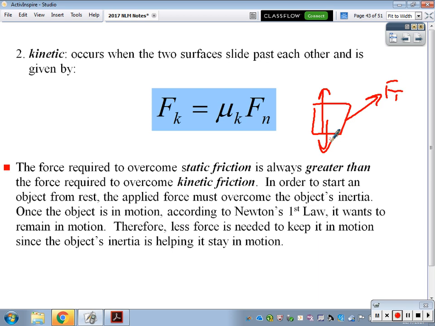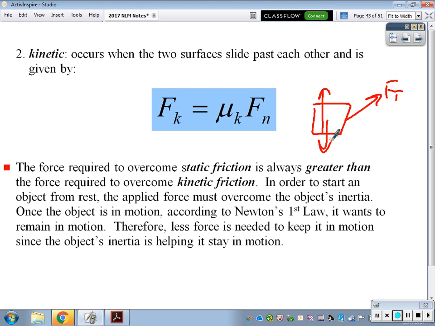Now, what's down here at the bottom, I know it's kind of a long, wordy thing, but we do need to know it. The force required to overcome static friction is greater than the force required to overcome kinetic friction. That's kind of due to the law of inertia. Once an object is up and moving, it simply requires less force to keep it moving because it wants to keep moving. But when something is at rest, what does it want to do? It wants to stay at rest. So it requires more force to overcome the fact that it wants to stay at rest.